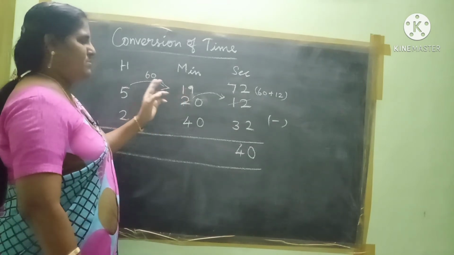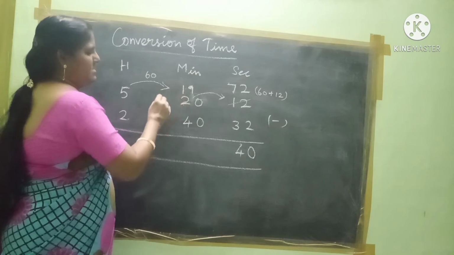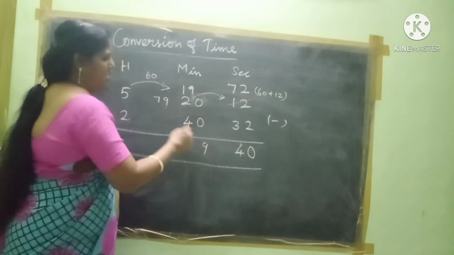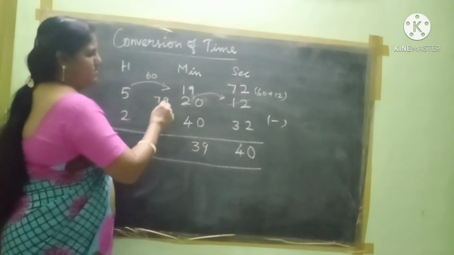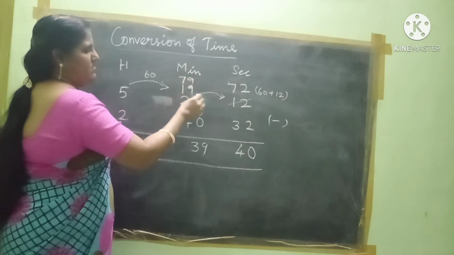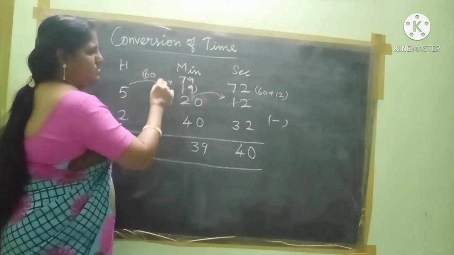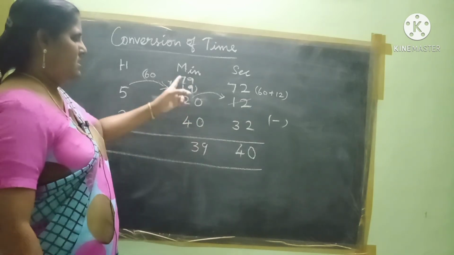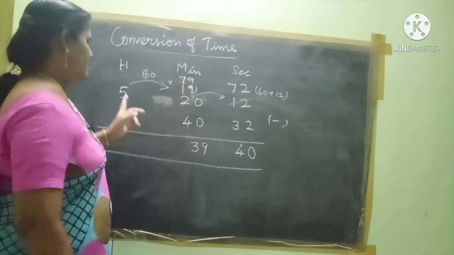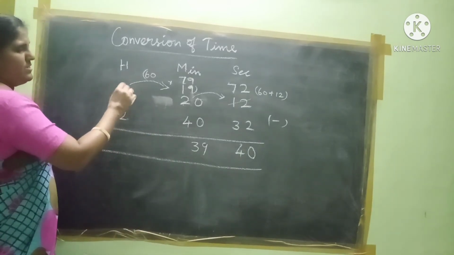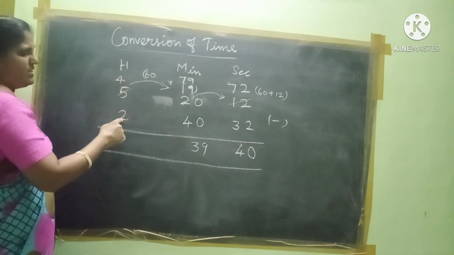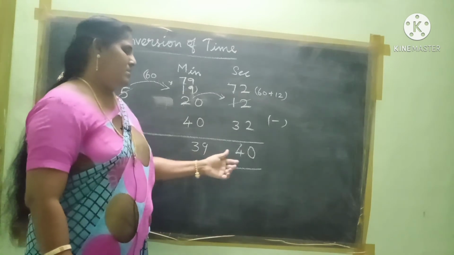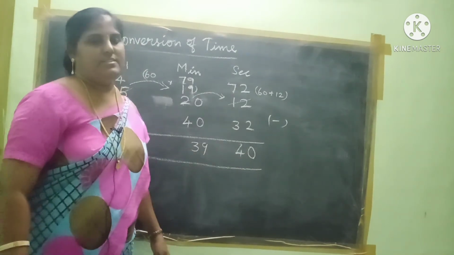minutes will come to this side. So 60 plus 19, 79. So 79 means 9 minus 0, 9. 7 minus 4, 3. So next, when we borrowed from the hour side, it becomes 4 hours. 4 minus 2, 2 hours. So the answer is 2 hours, 39 minutes and 40 seconds.